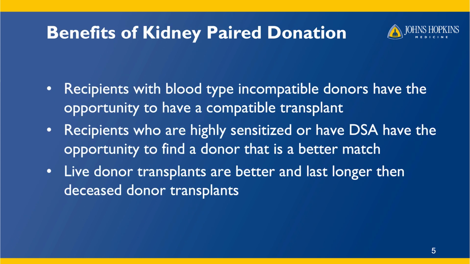By choosing to proceed with KPD, recipients who have incompatible donors have the opportunity to have a compatible transplant with less risk of rejection. Live donor transplants are better and last longer than deceased donor transplants, so the KPD program is a good option. Recipients can wait on the deceased donor list for 3 to 7 years. Recipients with blood type incompatible donors have the opportunity to have a compatible transplant, and recipients who are highly sensitized or have DSA have the opportunity to find a donor that is a better match.